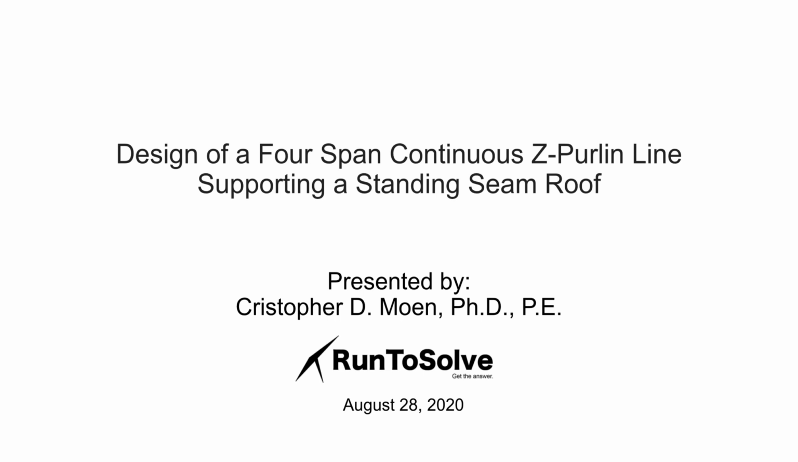Thanks for the introduction. And thanks to everyone for joining on this Friday afternoon. Today we're going to be going through a calculation example of a 4-span continuous Purlin line supporting a standing seam roof. This is a project that has been going on for probably over a year now, and it's been really quite enjoyable. I'd like to acknowledge AISI and especially the task group who worked with me all the way along, giving me great comments.